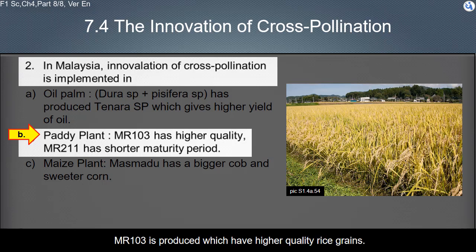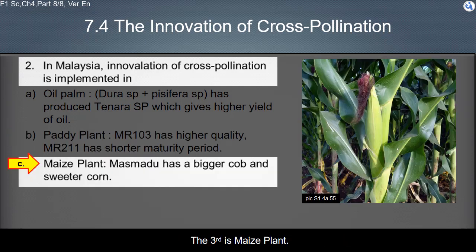MR103 is produced which has higher quality rice grains. MR211 is produced which has a shorter maturity period. The third is maize plant. Masmadu has a bigger cob and sweeter corn.